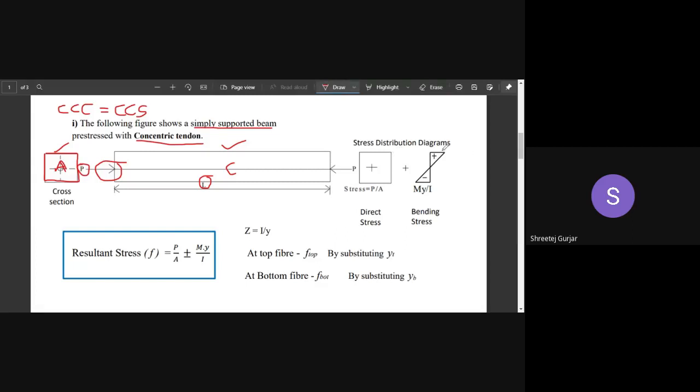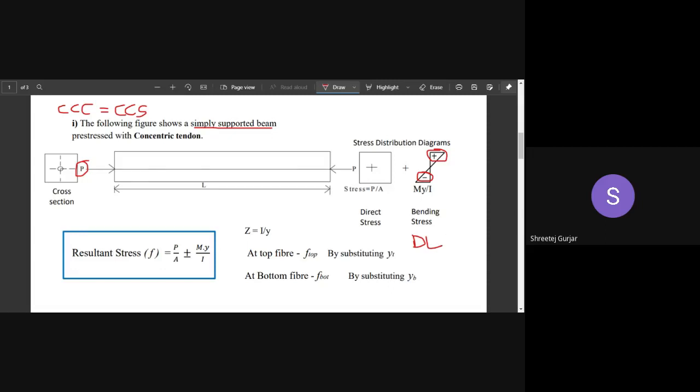Okay, so why is this positive and why is this negative? Let me explain. Suppose this is now at the transfer stage, wherein there are no live loads acting. There is only the pre-stressing force and the self weight of this beam, which is considered as dead load.